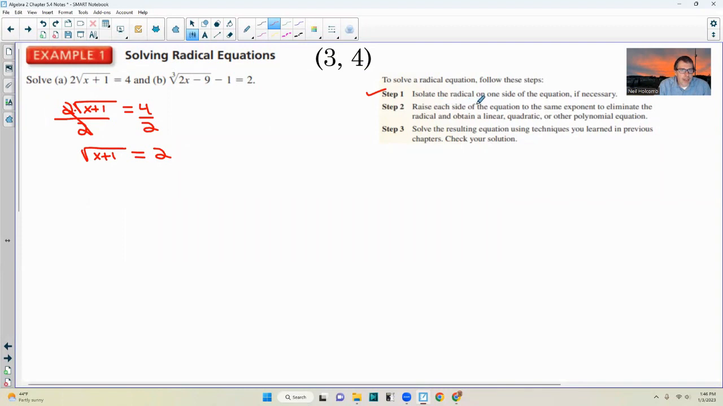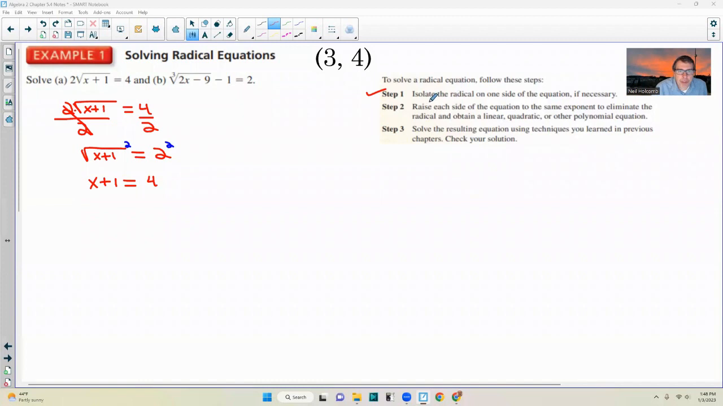Then it says raise each side of the equation to the same exponent to eliminate the radical. Well, if this is a square root, because there's no number here, it's a 2, then I'm going to square the square root symbol. And what you do to one side, you must do to the other. So I'm going to square 2. When I square both sides, the radicals cancel, and I get x plus 1 equals 2 squared, which is 4. Okay, that's step 2.